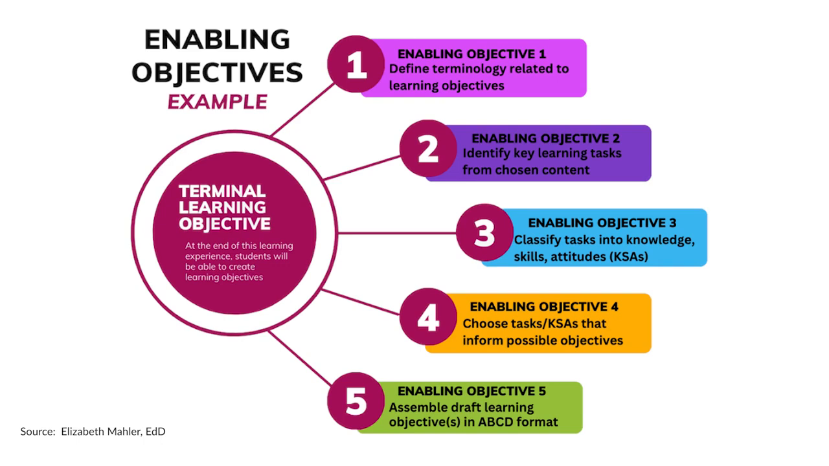Incorporating enabling objectives, either visibly or invisibly, in the course design clarifies the skill building blocks required to aid learners in mastering the terminal objective. In this case, learners must understand the terminology related to learning objectives, identify key learning tasks, and then classify them into KSAs. Determine which KSAs inform terminal objectives, and practice writing objectives in a long form ABCD format.